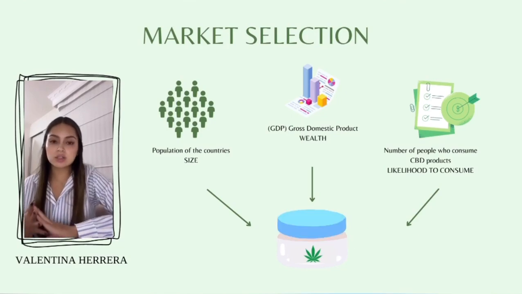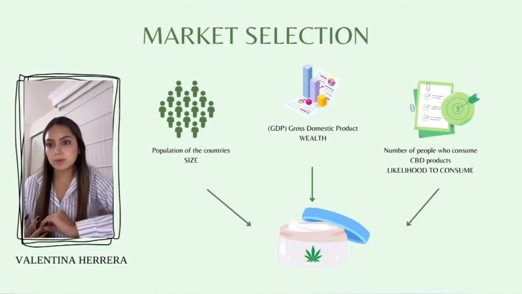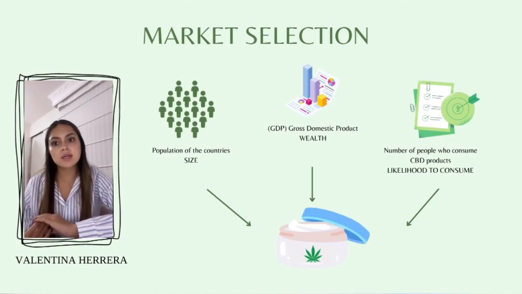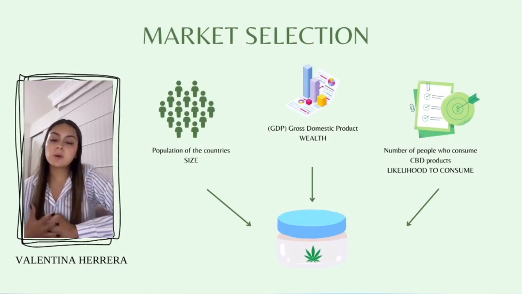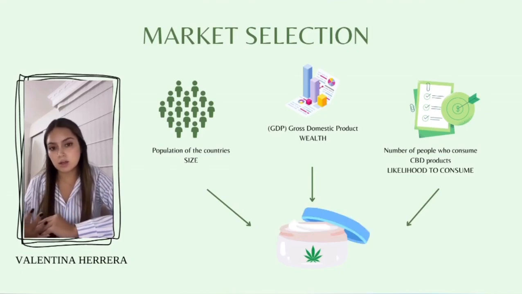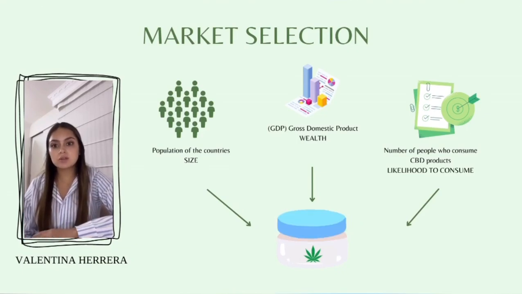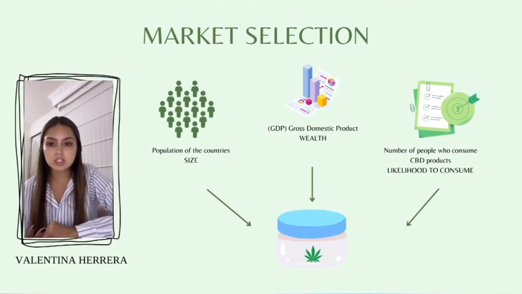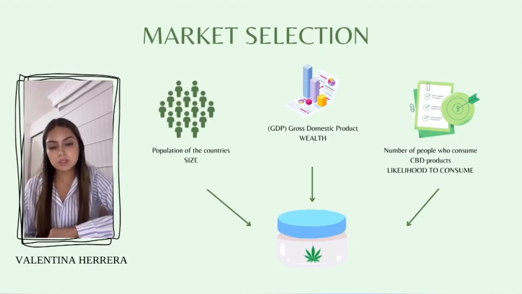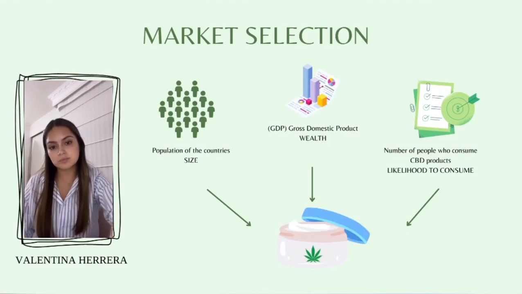For market selection, the variables we used were the number of people who consume CBD products, which we put in the likelihood to consume column, versus the population of the country, put in the size column, plus the GDP, gross domestic product, of the countries. All this data was passed through a formula for standardization, to make comparisons without having different variables.